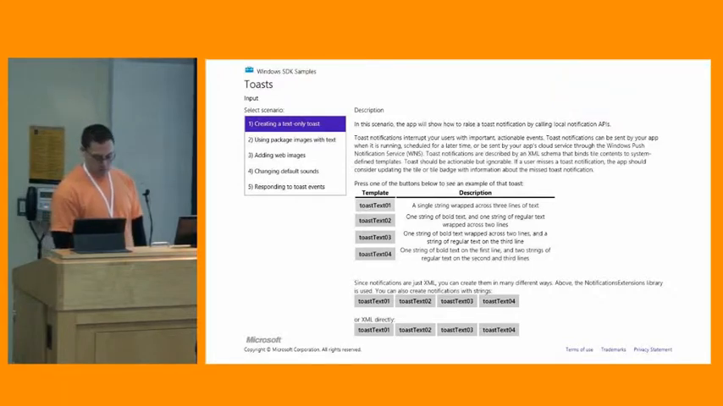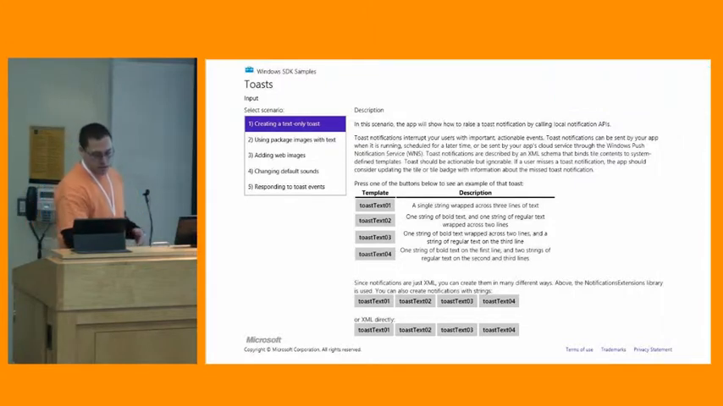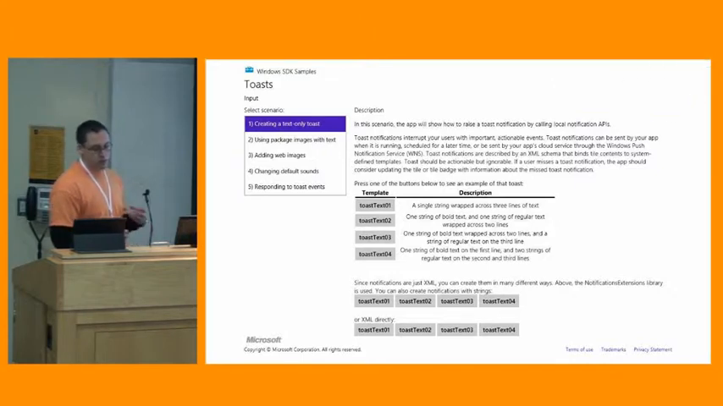I can dismiss it by swiping it away. I can also dismiss it if I mouse over, and there's an X in the corner. So as a user, I get that choice. Or I can click it, and what it does is it goes into my app and sends that contextual information, similar to the way the live tile does.